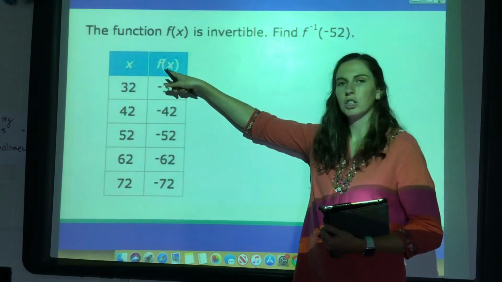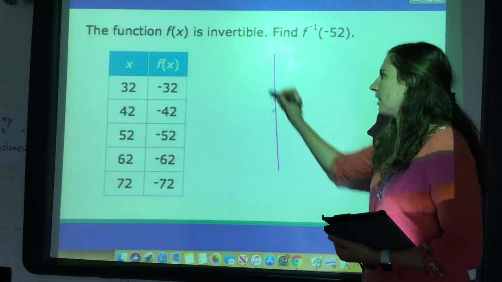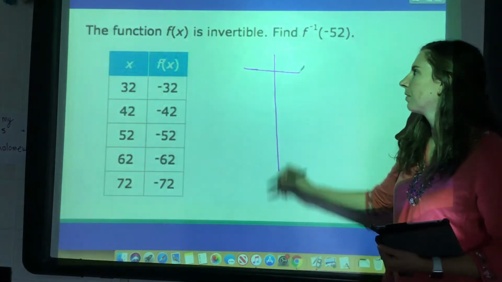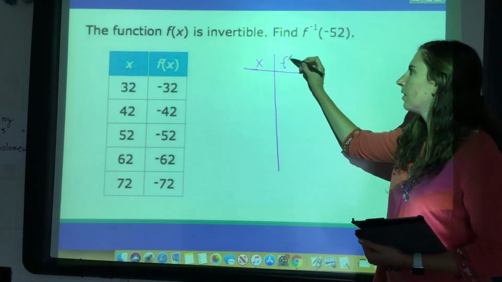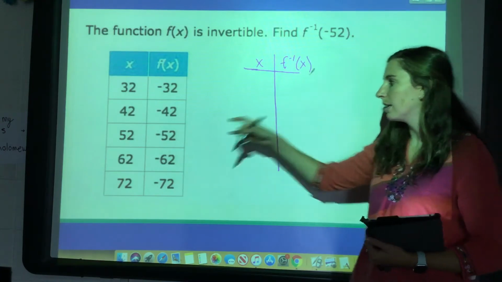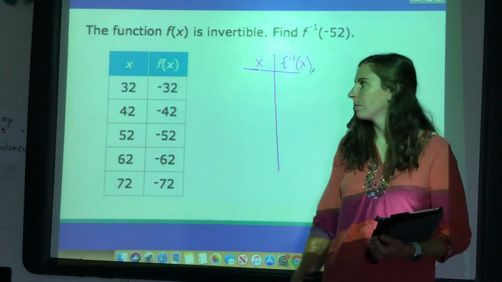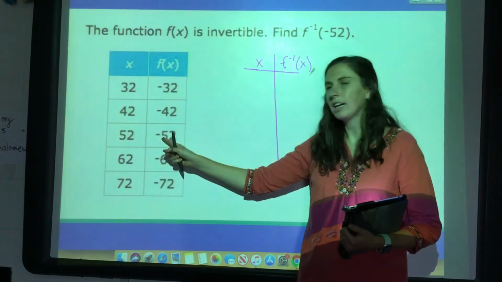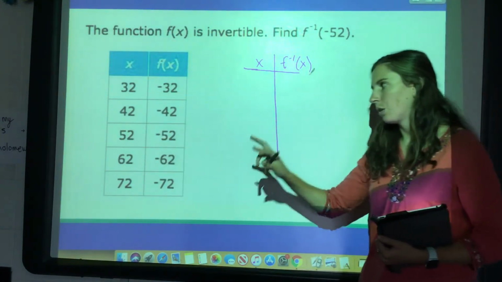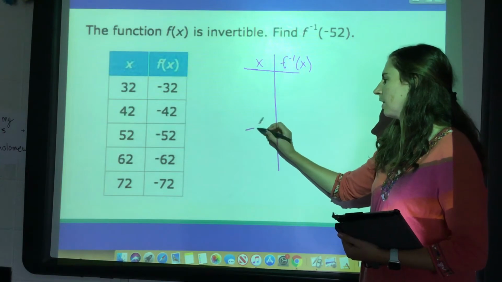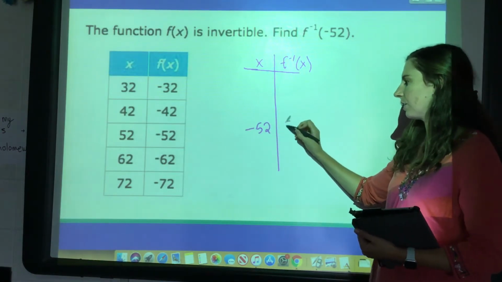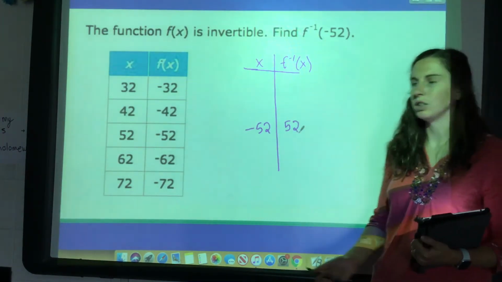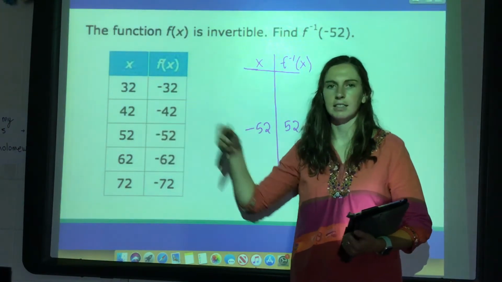Notice there's a -52 in the table, but that's the output value. So if this is the function f of x, then my inverse is going to be this table, but flipped. Basically, if the function f has the point 52, -52, then if we flip those, this function will have -52 and 52 because those changed places.